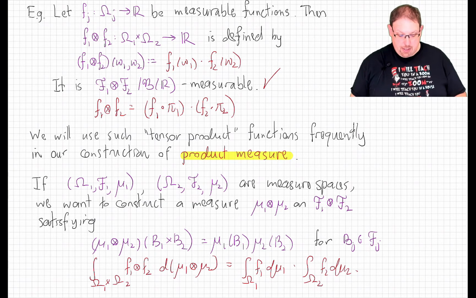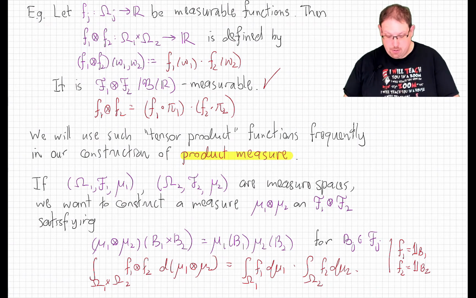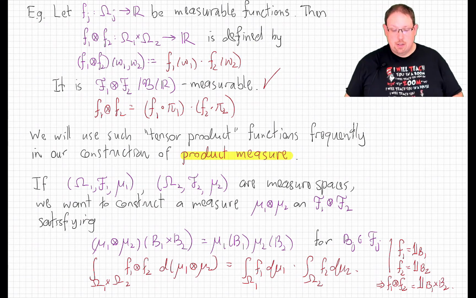The first statement is a special case of the second if we were to take f1 to be the indicator function of b1 and f2 to be the indicator function of b2. Because as you can readily verify, in that case, the tensor product of f1 and f2 is the indicator function of b1 times b2. It is our desire to construct such a measure, but right now it's not entirely clear how to do that. Let's think back to calculus.